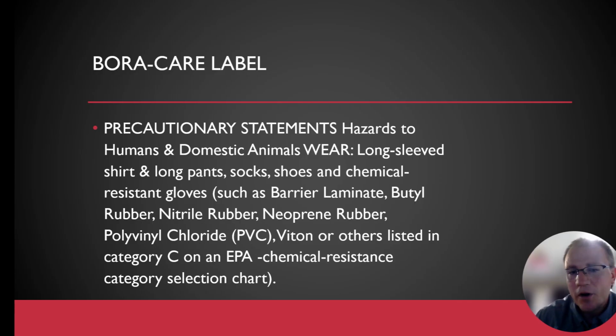Our next section on the Boracare label is going to be some precautionary statements. This is going to have some hazards to humans and domestic animals. So once again, it's fairly non-toxic, but you also got to understand you don't want to get this on your body and you don't want other people to come into contact with it. You're going to need to wear long sleeve shirts, long pants, socks, shoes, and have chemical resistant gloves. Many of you have heard of barrier laminate gloves or butyl rubber, nitrile. So those are the types of things you're going to want to look at, like neoprene gloves, polyvinyl chloride or PVC, Viton, or others listed in Category C on an EPA chemical resistance category selection chart.